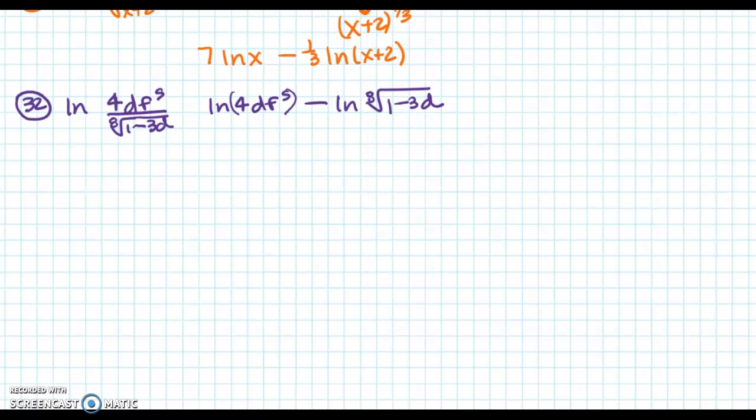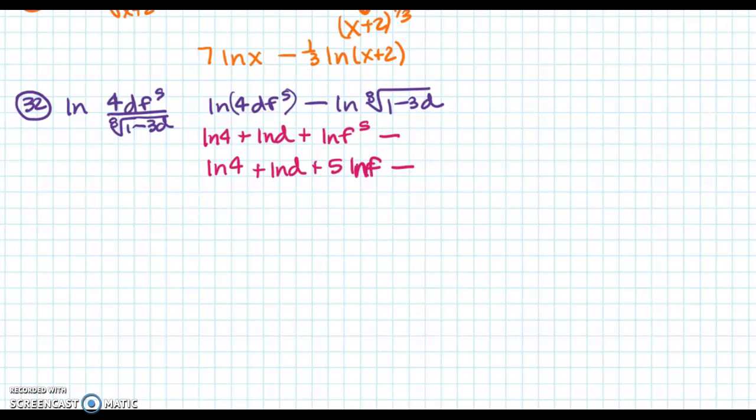All of these individual multiplications can get broken apart. So the ln of 4 plus the ln of d plus the ln of f to the 5th. This one, and then we'll go ahead and keep simplifying this. The ln of 4 plus the ln of d plus 5 ln of f minus. Let's kind of go back up here. We've got to rewrite that as a power. So we have the ln of 1 minus 3d to the 8th. And so we can bring the 8th out. And there's our answer.